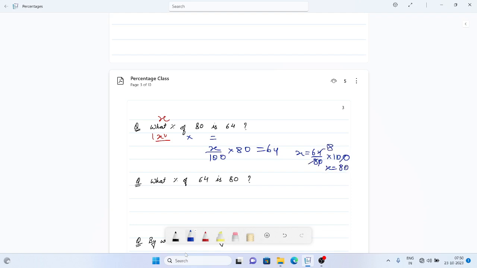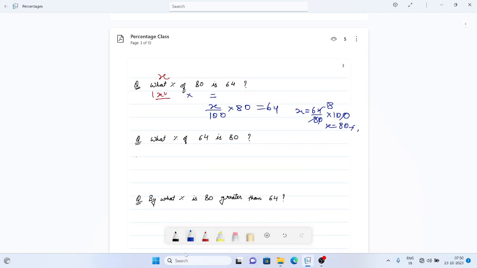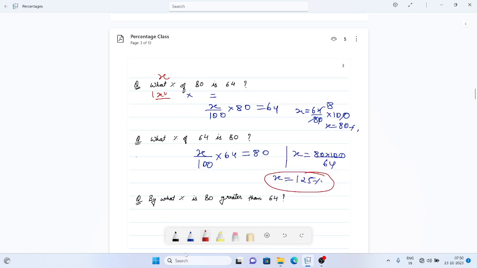you get 80% here. So simple. Now, what percentage of 64 is 80? Here again write x by 100 directly into 64 equal to 80. So here x is 80 into 100 by 64. You calculate the value of x and you get 125%. Right, this is the answer.